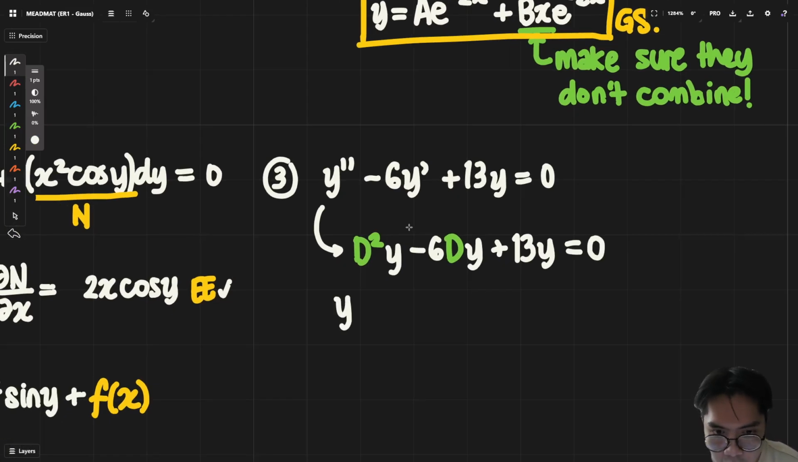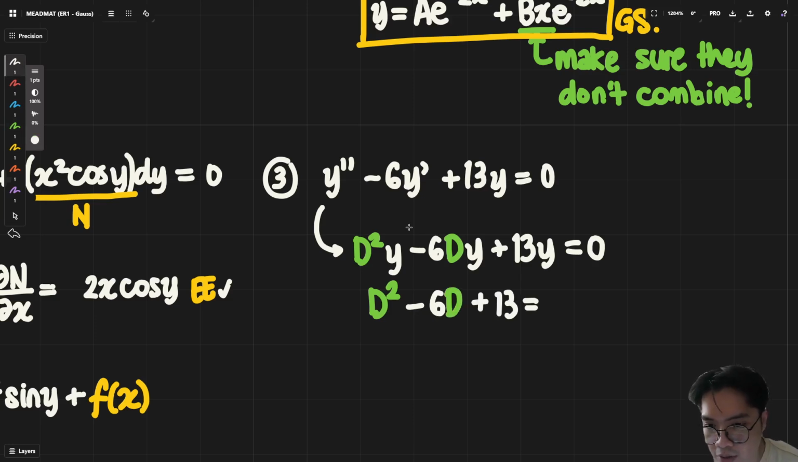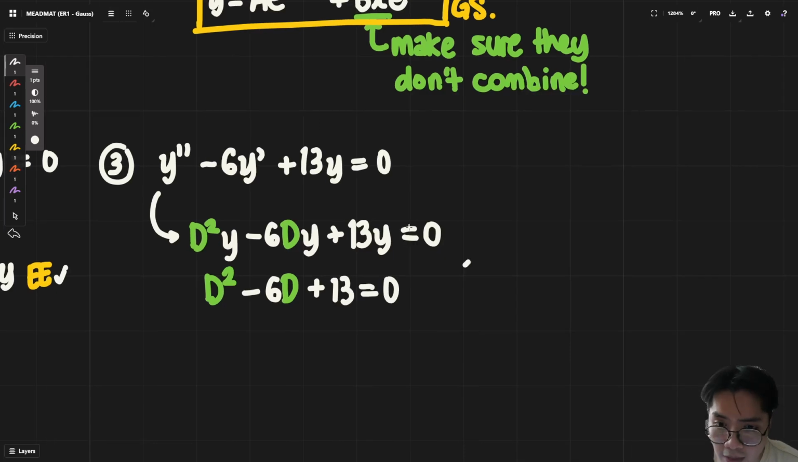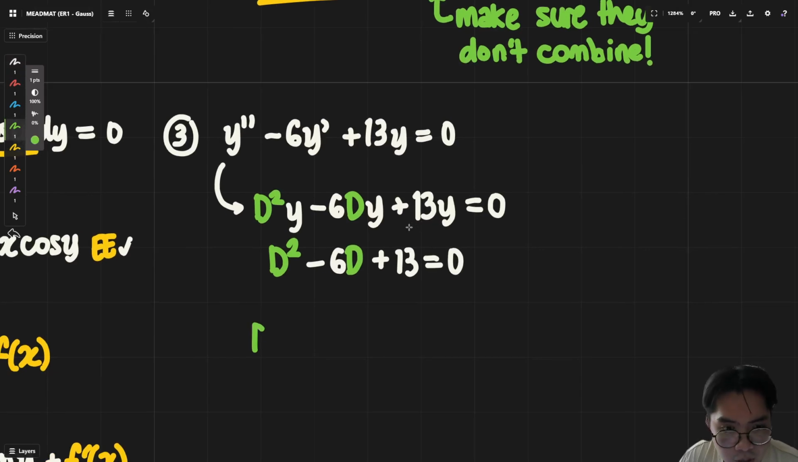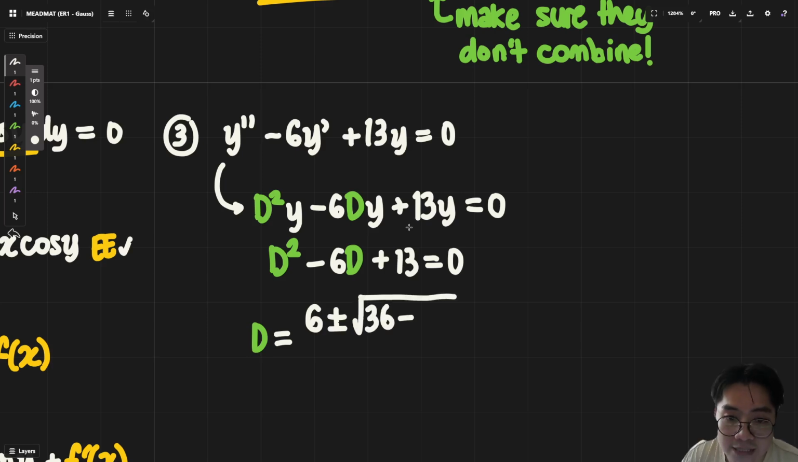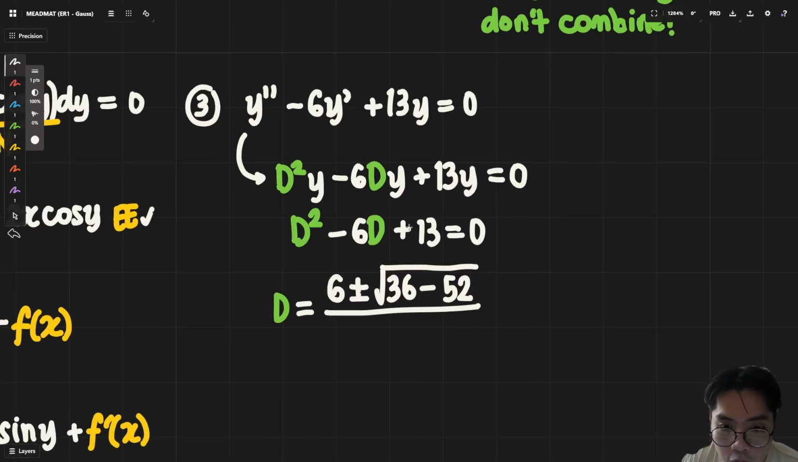All well and good. We can remove the y. And honestly, at this point, we can just go straight to what we need to do, right? D squared minus 6d plus 13. In here, the crisscross method will fail, right? 1, 1, 13, 1. You will never reach negative 6. So, well, we're going to have to do it the hard way, which is the quadratic formula: negative b plus minus the square root of b squared minus 4ac. That is 4 times 1 times 13, that is 52, all over 2a.